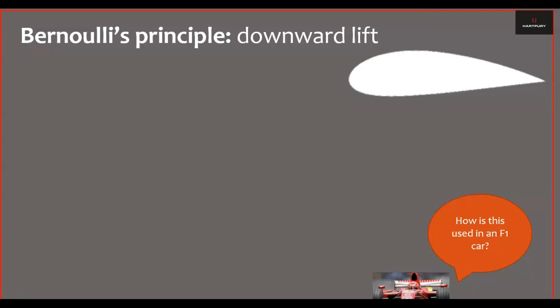Okay, so if we've got upward lift, we also have downward lift. So this is used in an F1 car. Have a think about how it could be used in an F1 car. Pause your video and have a think.